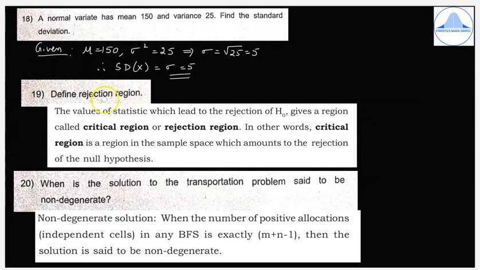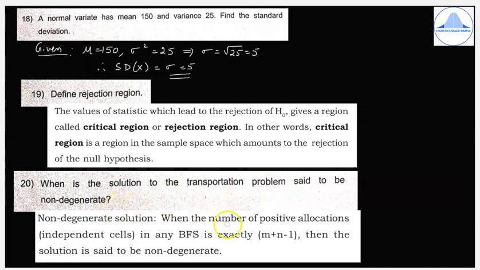19th question, define rejection region. So the values of the statistic which lead to the rejection of H0 gives us the region which is called as the critical region or rejection region. So in other words, critical region is a region in the sample space which leads to the rejection of the null hypothesis. 20th question, when is the solution to the transportation problem said to be non-degenerate?